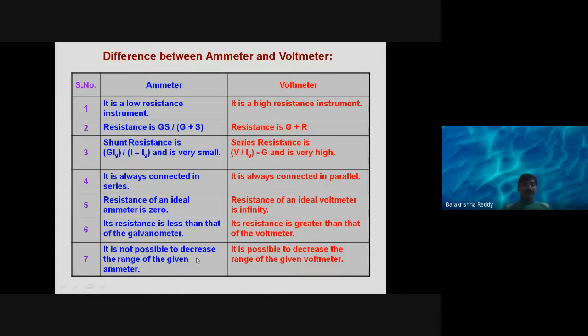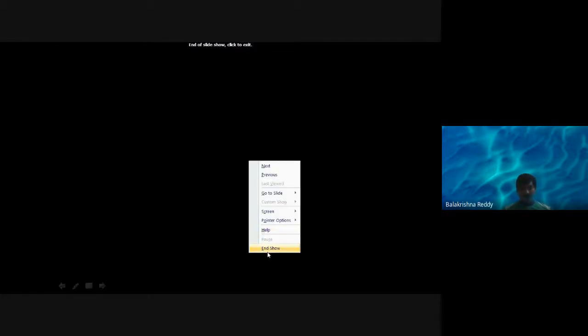It is not possible to decrease the range of a given ammeter, but it is possible to decrease the range of a given voltmeter, since it offers higher resistance. The ammeter itself measures only a very small amount of current, so it is not feasible to decrease its range. These are all the differences between an ammeter and a voltmeter. Now we will have a few numericals on this.